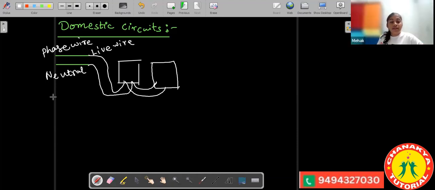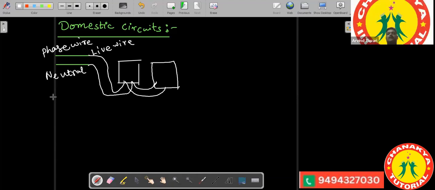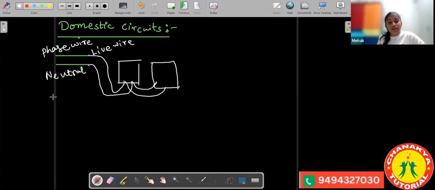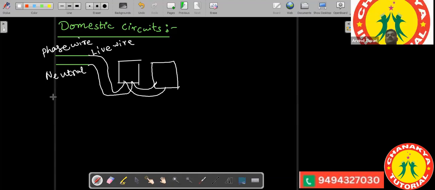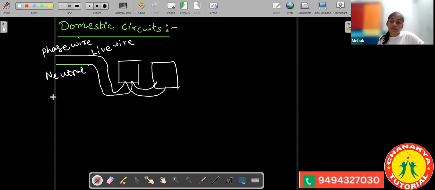Sir, why do they connect both of the wires to the switch? They could only connect the phase wire, no? So that is for the completion of the circuit, so that the circuit gets completed.